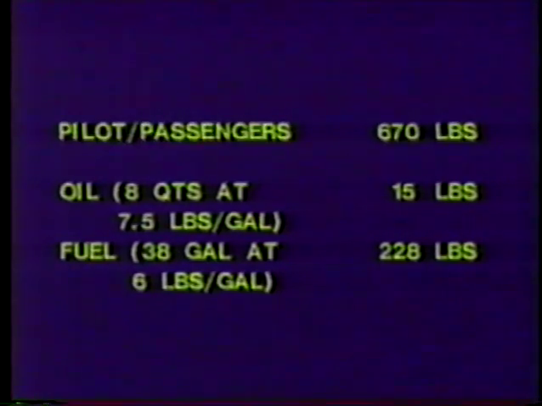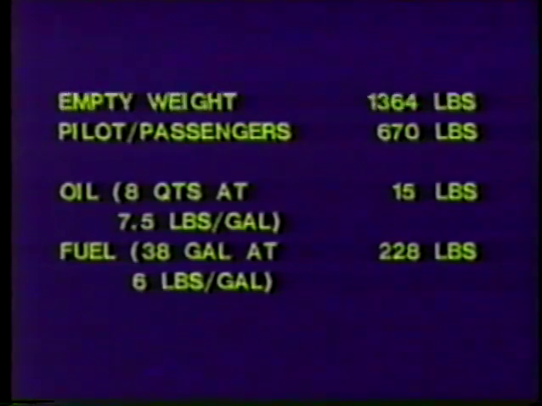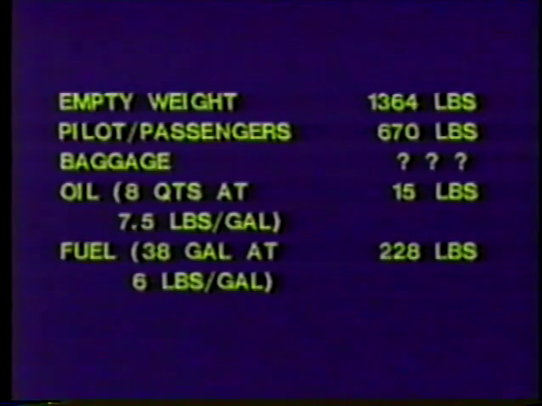The total weight of pilot and passengers is 670 pounds. The airplane's empty weight is 1,364 pounds, and a maximum gross weight is 2,300 pounds. How much baggage can you carry without exceeding the maximum certified gross weight of the airplane? List each item by weight and total these figures.